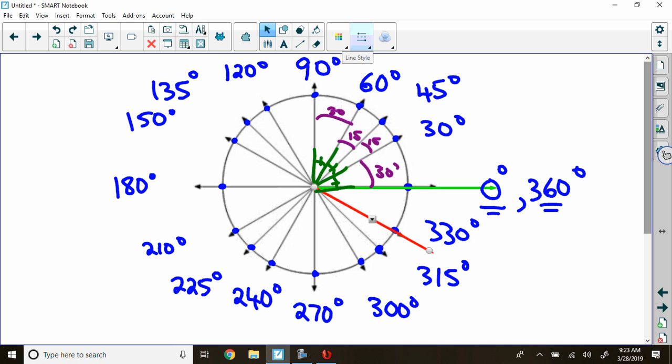I expect everybody to be able to fill all of those measurements in on the circle on a time quiz. I'm not saying it's going to be tomorrow, but next week sometime. Probably Wednesday next week.